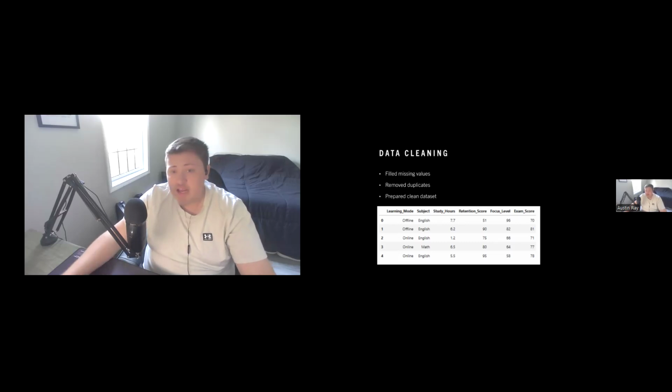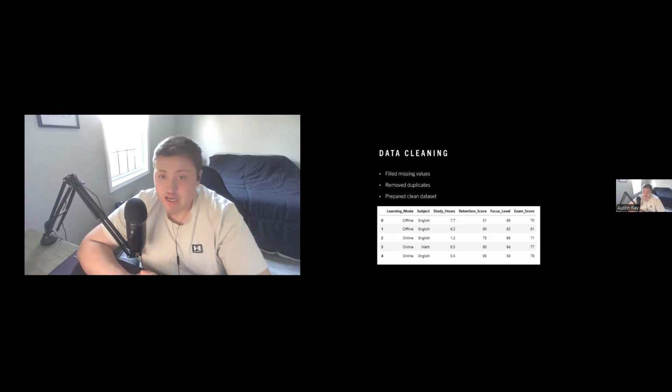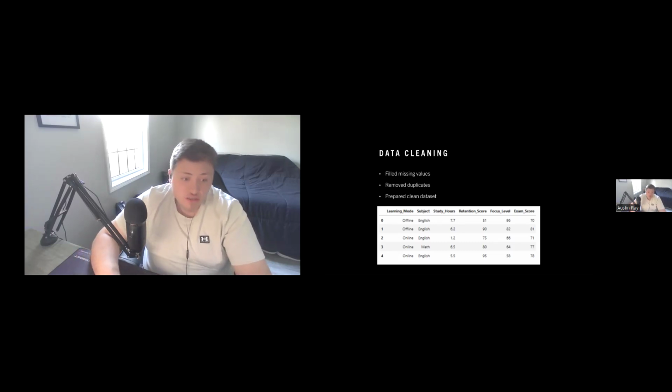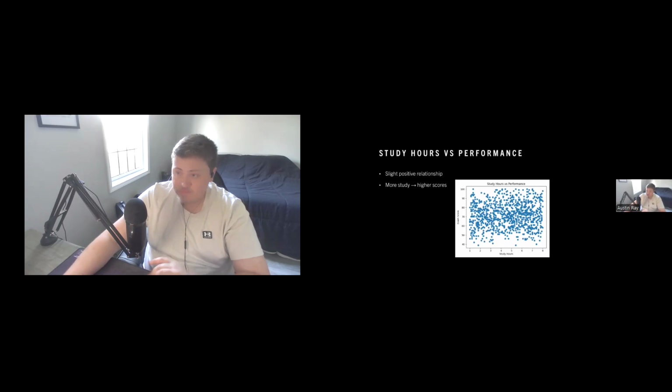Before doing any analysis, I had to clean the data set. There were a lot of missing values that I filled in using averages, and I removed any duplicate rows. This step is very important because it provides more accurate data and makes it more reliable for analysis in the long run.